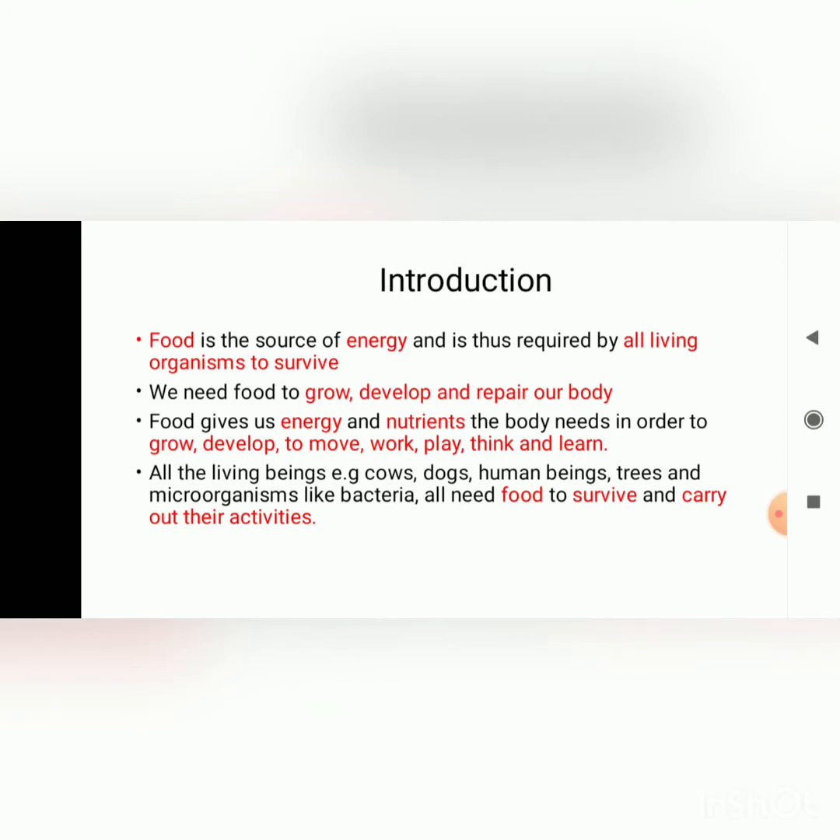Food gives us energy and nutrients the body needs in order to grow, develop, move, work, play, think, and learn. So all these activities which are done by different organisms, like growing, developing, movement, doing work, playing, thinking and learning, for all these activities we need energy, and that energy is given to us by the food which we eat. All living beings, like cows, dogs, human beings, trees, and microorganisms like bacteria, all need food for their survival and for their life activities, like their multiplication and growth, etc.